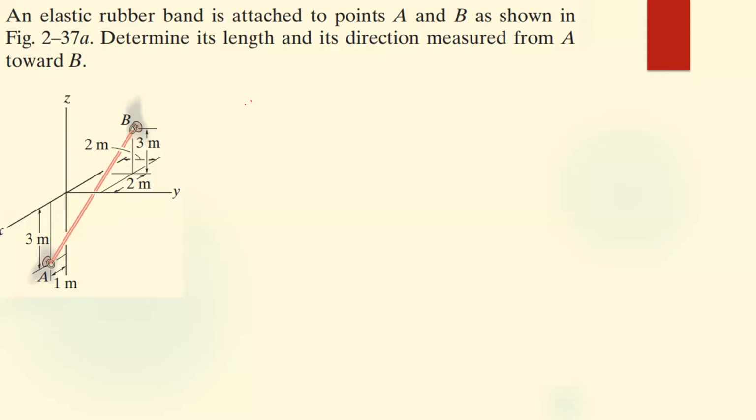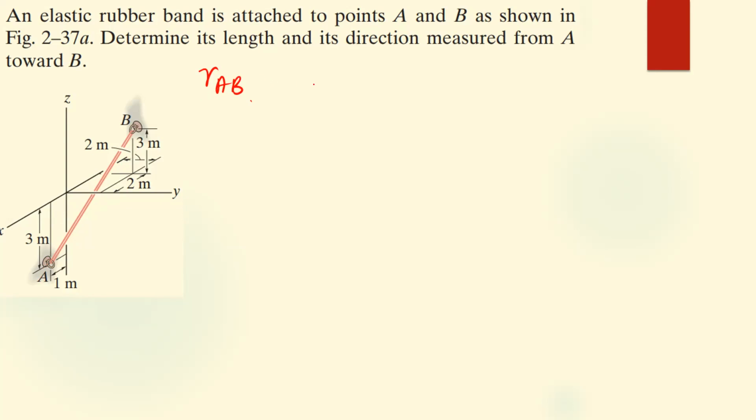It says an elastic rubber band is attached to points A and B as shown in the figure. Determine its length and its direction measured from A towards B. So to find its length is simply the magnitude of the resultant vector. So the length of this rubber band is simply equivalent to the magnitude of RB.